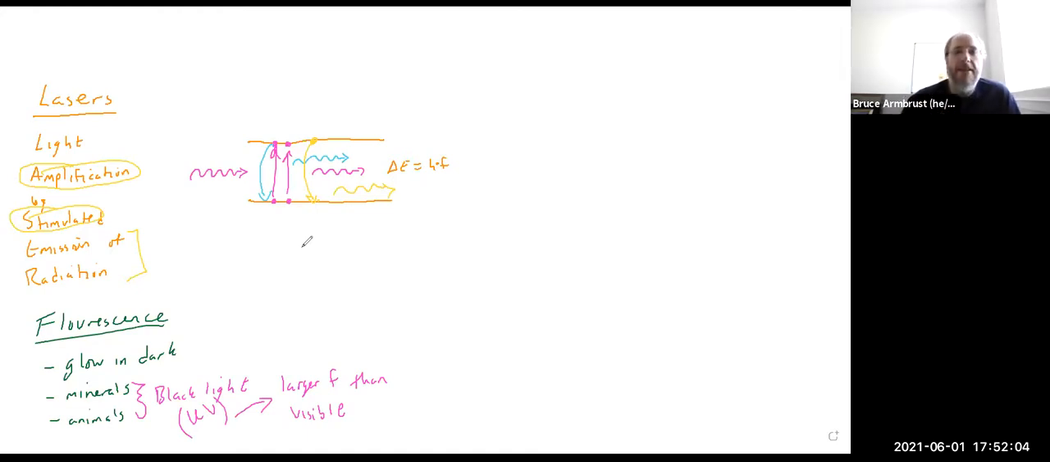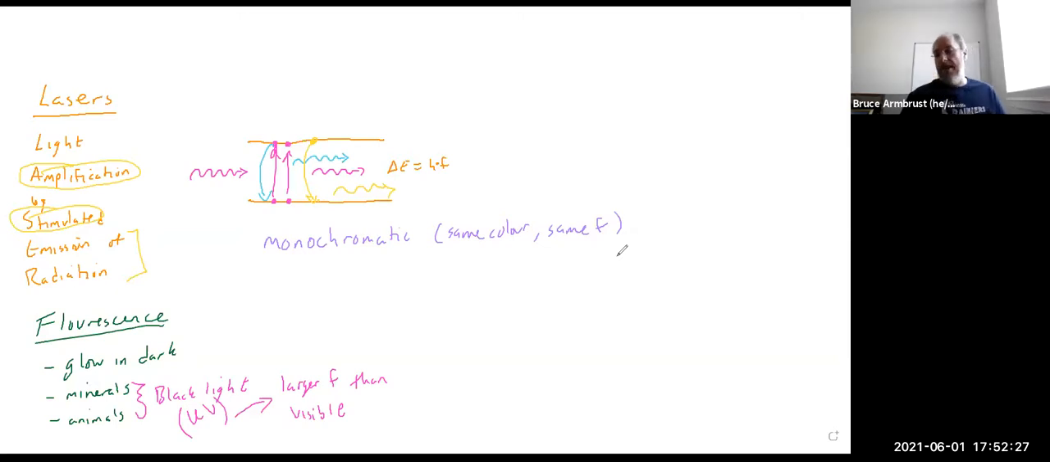But some other kind of interesting things happen with this. One of them we've already kind of talked about. It turns out that this is monochromatic. That's just the fancy way of saying the same color, which means, of course, same frequency. So think about those red lasers. You only see red. You don't see other colors, like when you turn on a light bulb and you see a whole bunch of different colors.